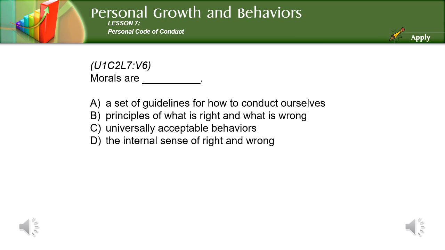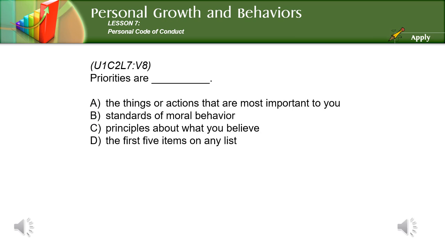Morals are blank. Is it a set of guidelines for how to conduct ourselves? Principles of what is right and what is wrong? Universally accepted behaviors? Or the internal sense of right and wrong? Morals are principles of what is right and what is wrong. Priorities are blank. Is it the things or actions that are most important to you? Standards of moral behavior? Principles about what you believe? Or the first 5 items on any list? Priorities are the things or actions that are most important to you.